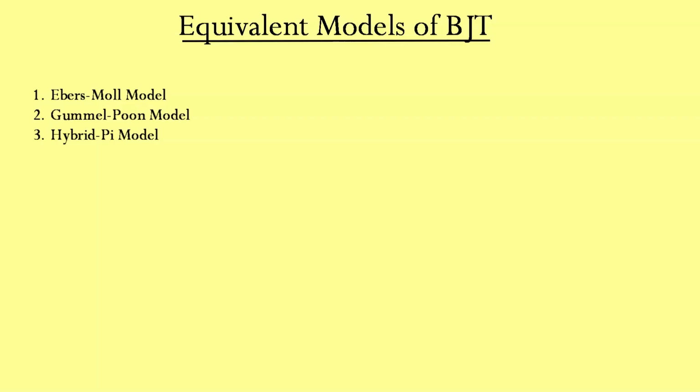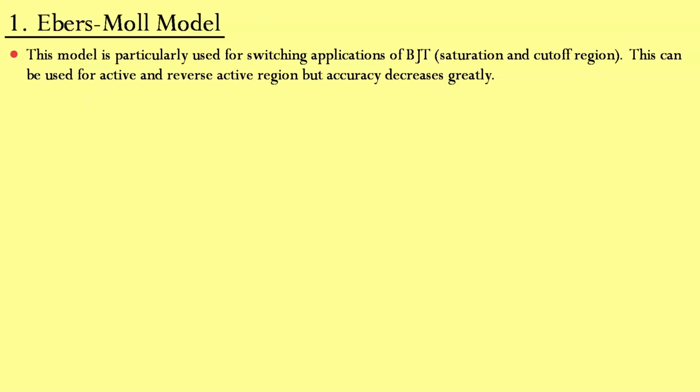In this lecture, we will see the most common equivalent models of BJT. Let's start with the Ebers-Moll model. This model is used particularly for switching applications of BJT, and we know BJT operates in the saturation and cutoff regions while being used as a switch. It can also be applied to an active region BJT, but its degree of accuracy reduces greatly.